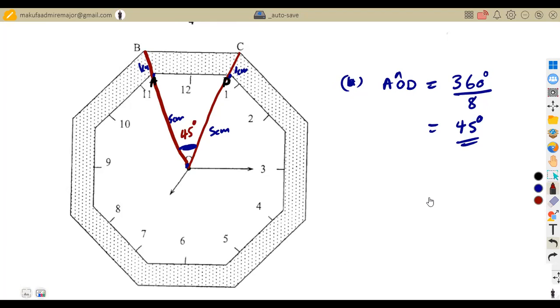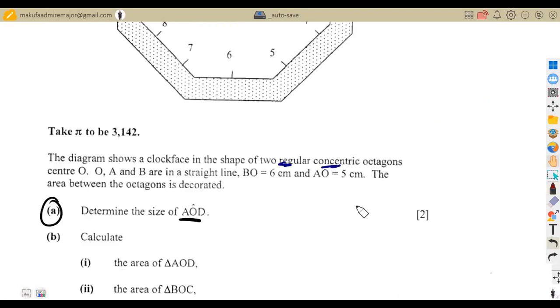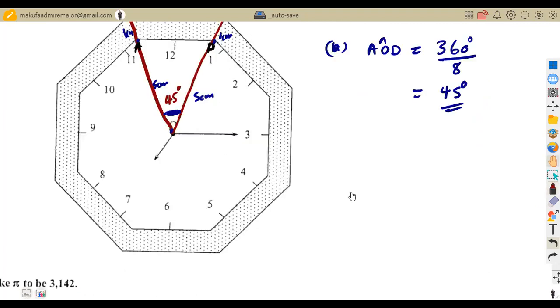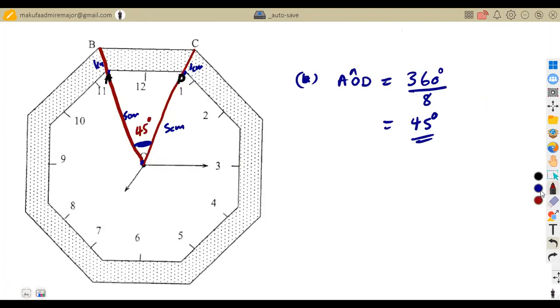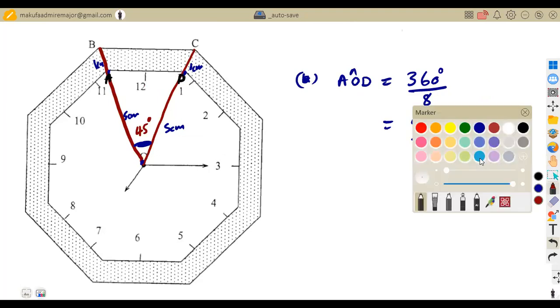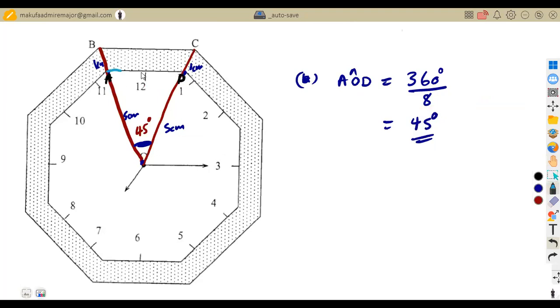All right, so that was the idea of our question. And from there, B, item one, calculate the area of triangle AOD. So we're asked to calculate the area of triangle AOD. Take note here, truly, we are formulating a triangle from A to O to D. In this case, this is a triangle that is being formulated.